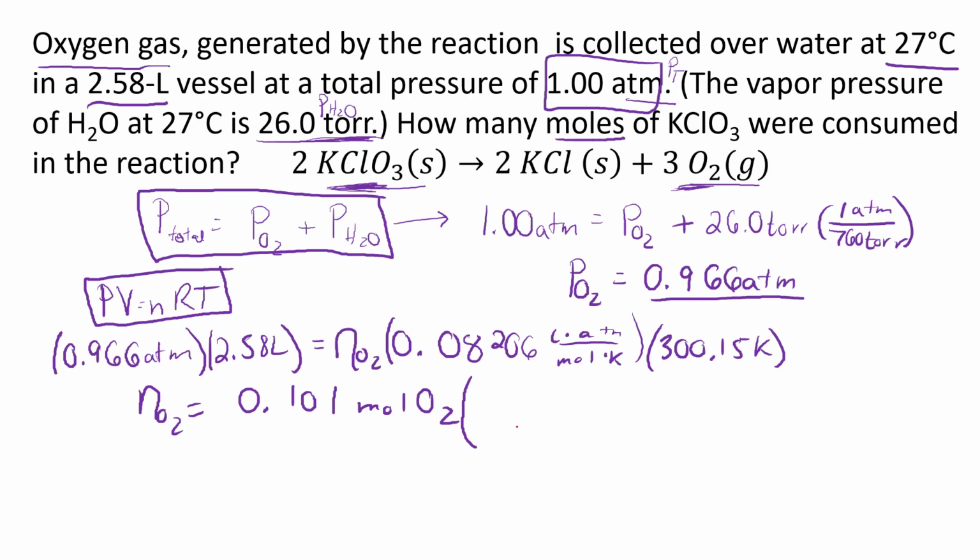Now I need to convert moles of oxygen into moles of potassium chlorate. So how do I do that? My balanced chemical equation, of course. So 3 moles of oxygen for every 2 moles of potassium chlorate. And that gives us a final answer of 0.0675.